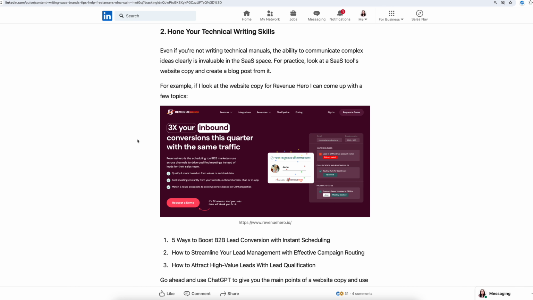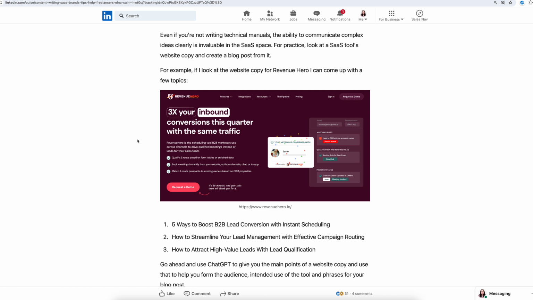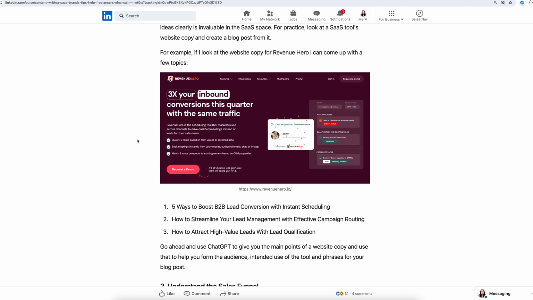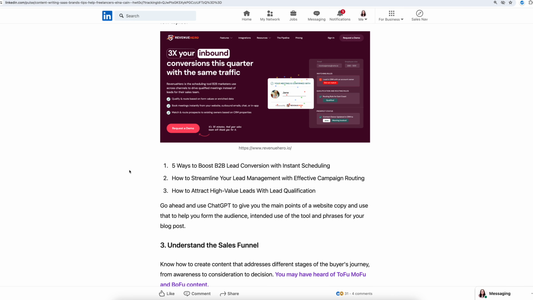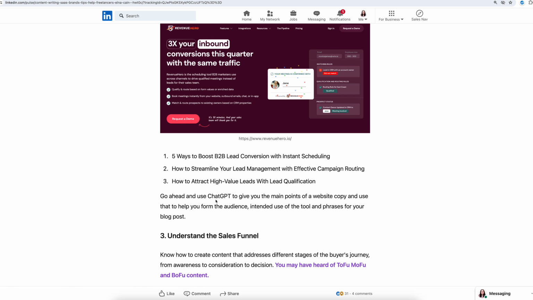A homework exercise that you can do is looking at the website copy of a SaaS brand. So here's Revenue Hero. They are a SaaS brand to help with inbound conversions. You can feed the copy into ChatGPT and have it come up with some topics for you based on what they learn about this website. So I have here, go ahead and use ChatGPT to give you the main points of a website copy. So give them the link if you're on the paid plan, or give them aspects copy of the homepage and have it give you the key points and then blog post topics related to those key points.